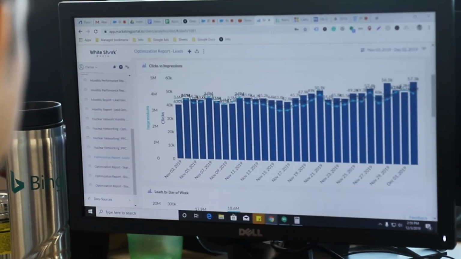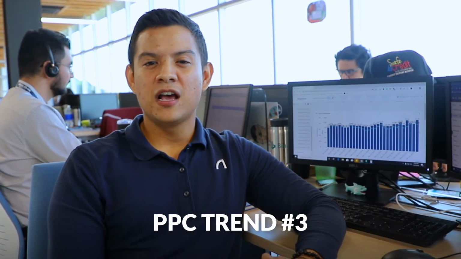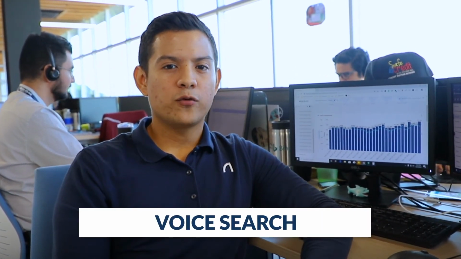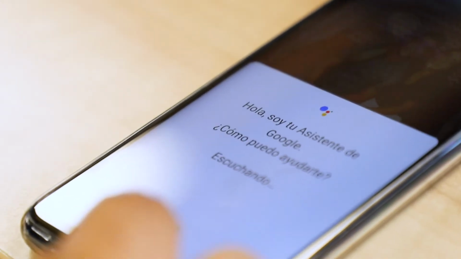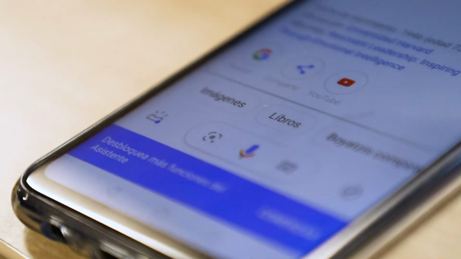So we just went over responsive search ads and artificial intelligence. I'm going to share a couple of best practices that we as marketers can use for voice search. So what is voice search? Voice search is a rising trend that is increasing day by day. This means that people are talking to their devices to find things that they need.